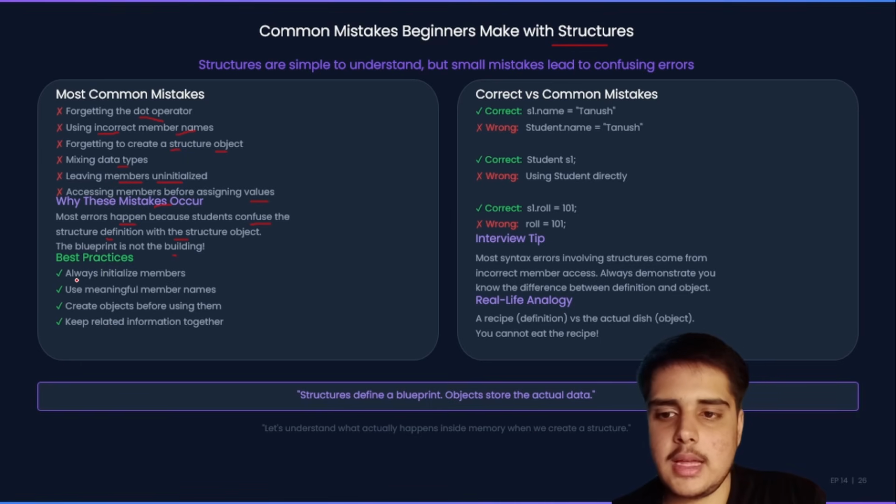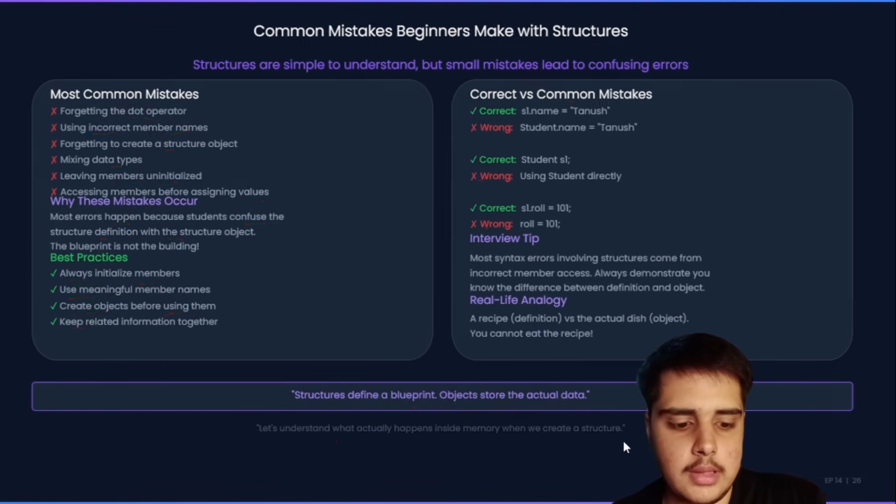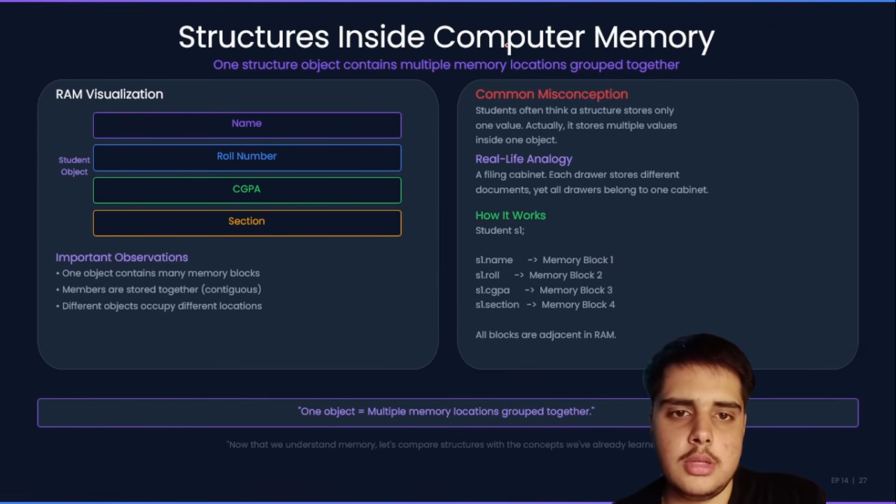Best practices are: always initialize members, use meaningful member names, create objects before using them, keep related information together. So correct versus common mistakes. These are correct, but these are common mistakes you do. Same here, same here. So structures define a blueprint, object stores the actual data. So let's understand what actually happens inside memory when we create a structure. So structure inside computer memory.